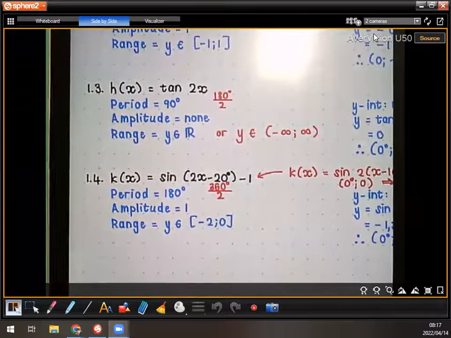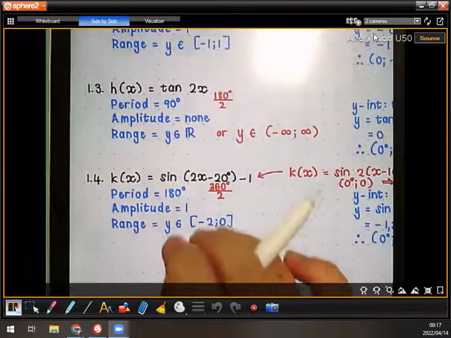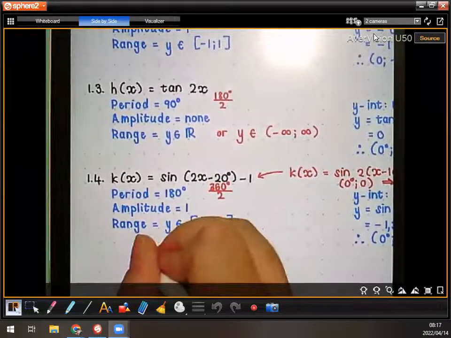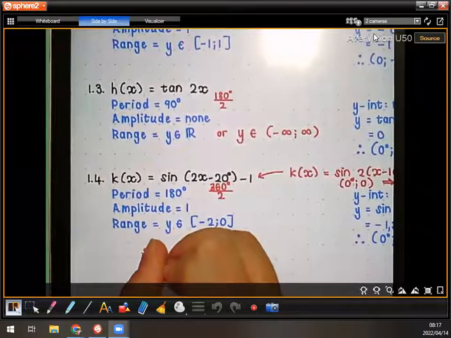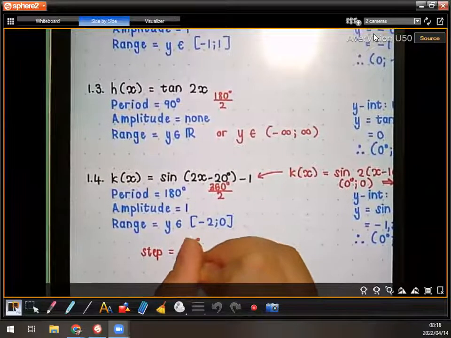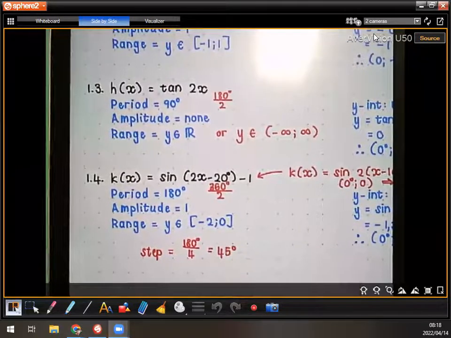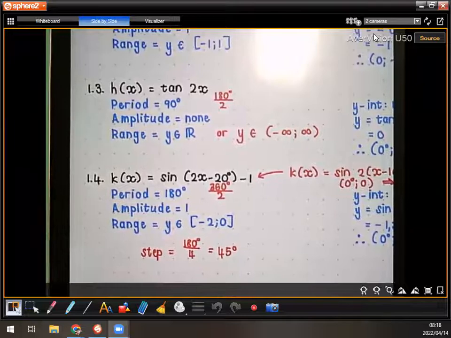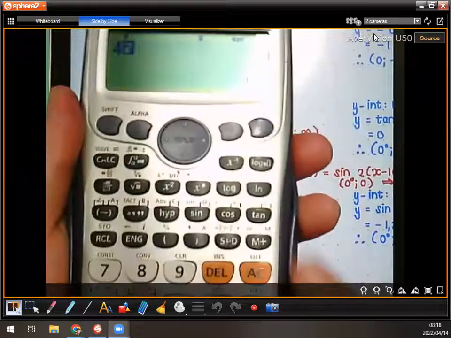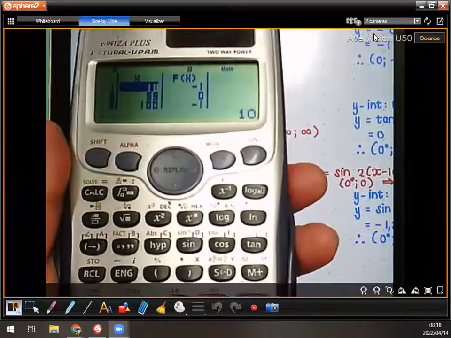Now we need to talk about step. That's the next thing that we must put in. If the period is 180, the step is going to be 180 divided by 4. I'll put that just here at the bottom. So the step for this graph is actually 45 degrees. We also need to know that if we're going to type it into the calculator. So 45.